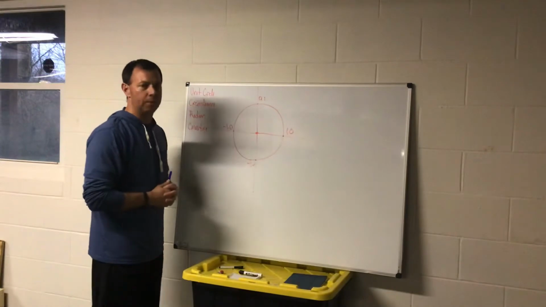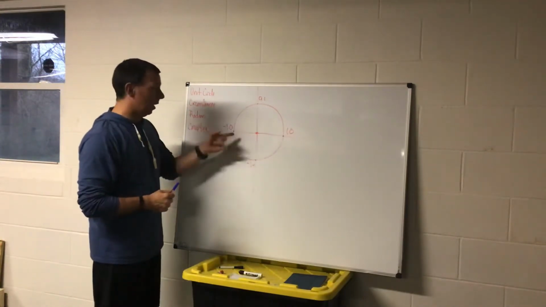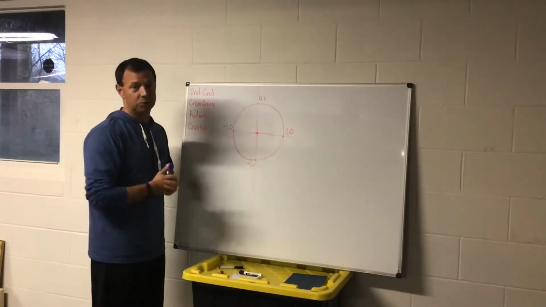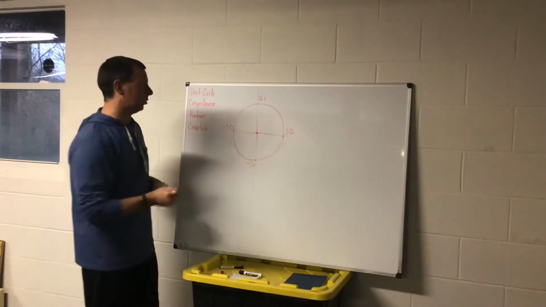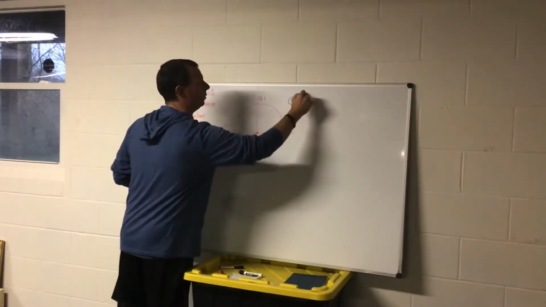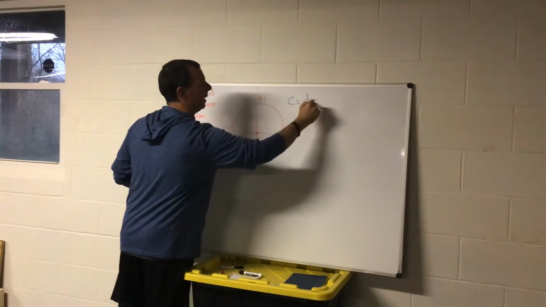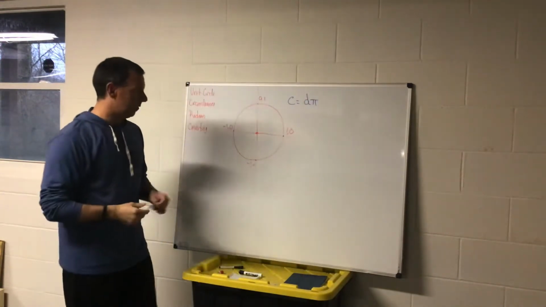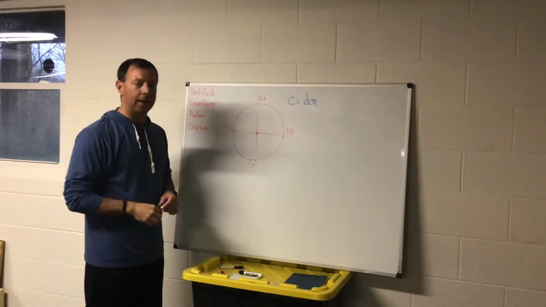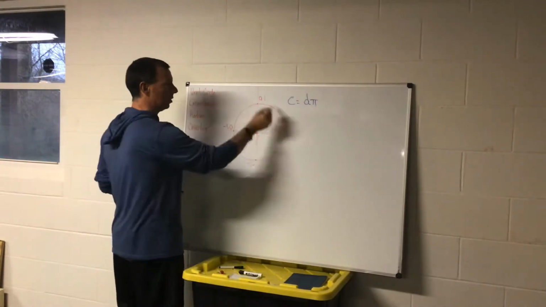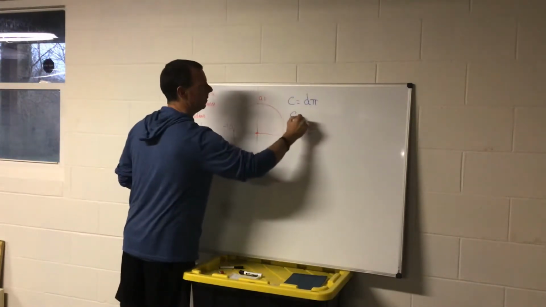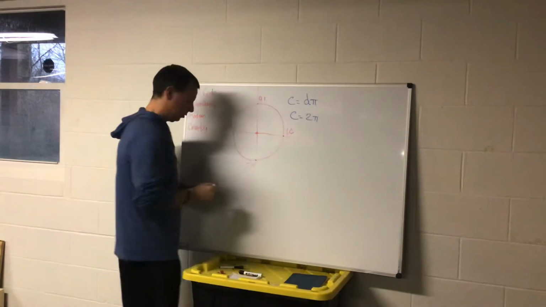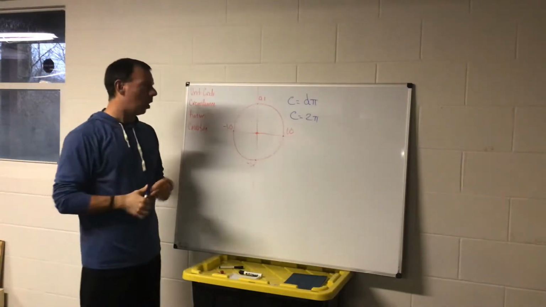So my first question would be, what would be the circumference of that circle? Well, think about what the circumference formula is. Circumference is equal to pi times diameter. So if the radius is 1, the diameter is 2, that would make the circumference of this circle equal to 2 pi.